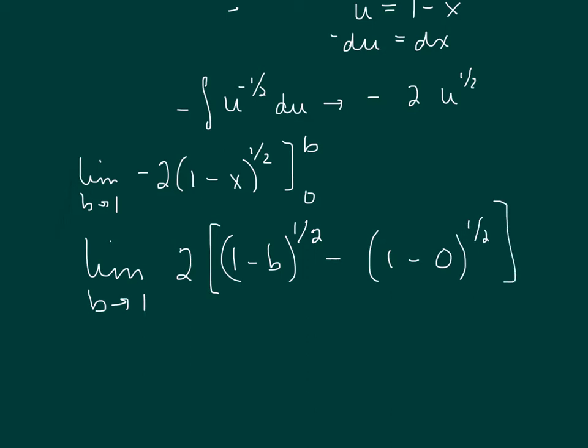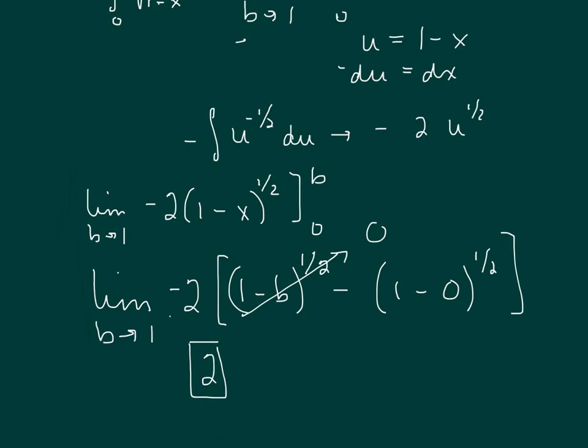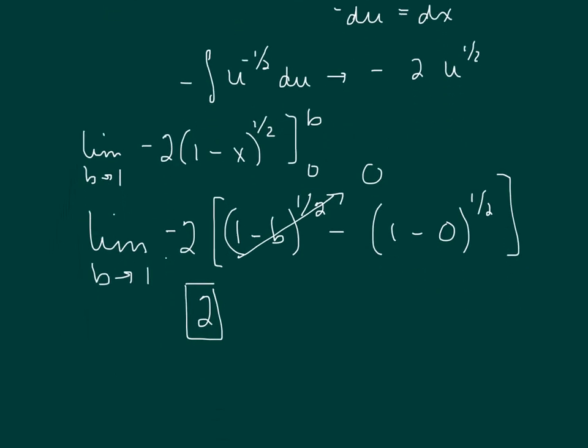And now this is perfectly doable. As b approaches 1, this thing is just going to give us 0. And this is just going to give us 1 minus 0, which is just 1. Square root of 1 is just 1. So we end up with negative 2 times negative 1. So that integral, in fact, converges. The integral we started with converges, and it converges to 2.